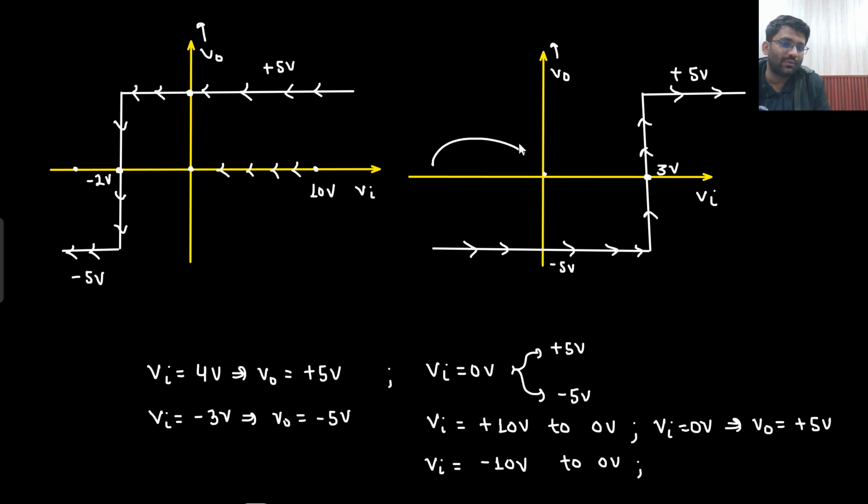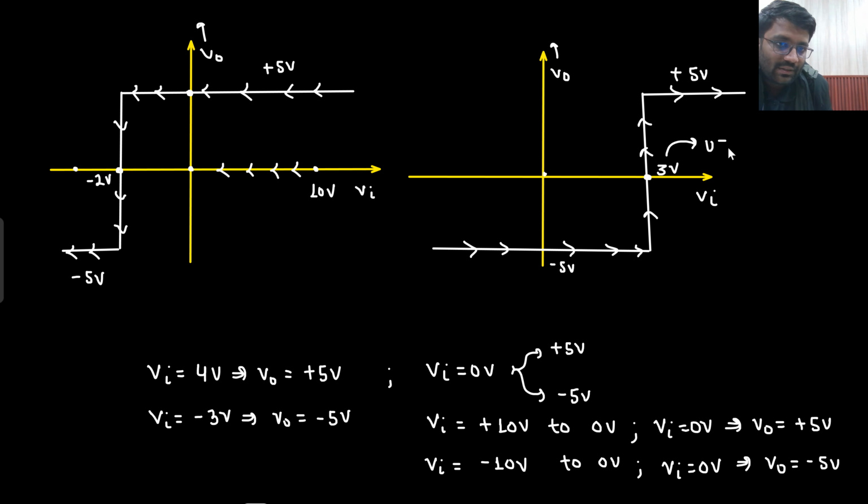Now if your Vin is moving from minus 10 volt to 0, which characteristic will you follow? From minus 10 to 0, that means the arrow will be in this direction. And now if your Vin is 0 volt, what will be your V naught? V naught will be minus 5 volt. So what do you understand from this characteristics? That if I am moving from a low value to higher value, then I will not change my output until I reach the upper threshold voltage. And when I am moving from higher voltage to lower voltage, I will not change my output until I reach the lower threshold voltage.